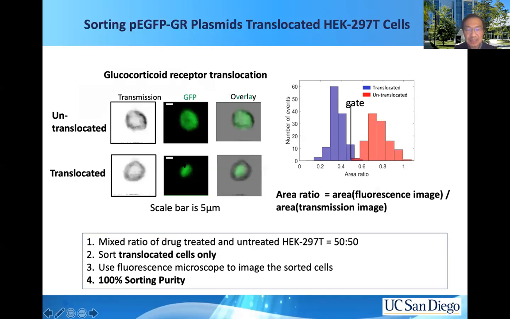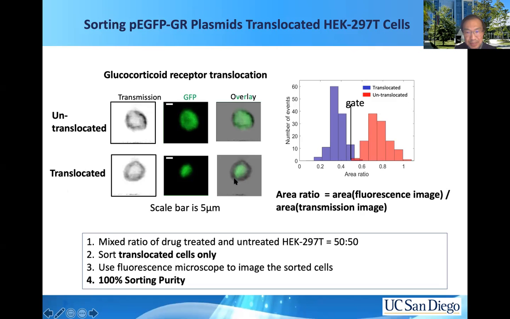Here is an example of how the system works. For example, if we put the drug, dexamethasone, into the cell, that can cause a protein to localize. And here you will find that in the drug treated cells, the protein is localized near the nucleus area. Without translocation, or without the drug treatment, the protein is distributed evenly over the entire cell body. Based on the area ratio, we could actually define a gate and then isolate the cells that are responsive to the particular drug from this spatial information.